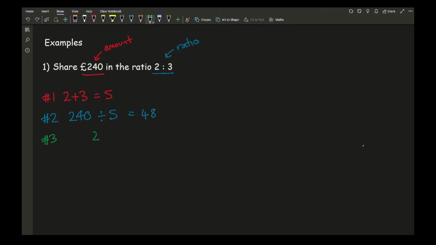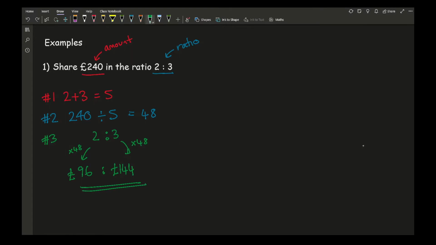And then the last thing I've got to do is step 3. If I write down the numbers in the ratio, so here I've got 2 to 3, all I'm going to do is multiply the numbers in the ratio by the answer in step 2. So I'm going to multiply 2 by 48, which gives me £96, and then 3 times 48, which gives me an answer of £144, and there is my answer.